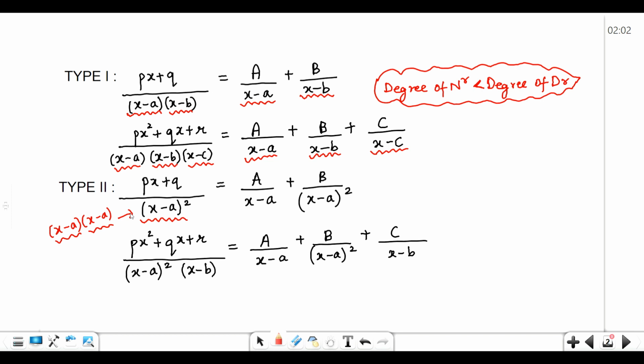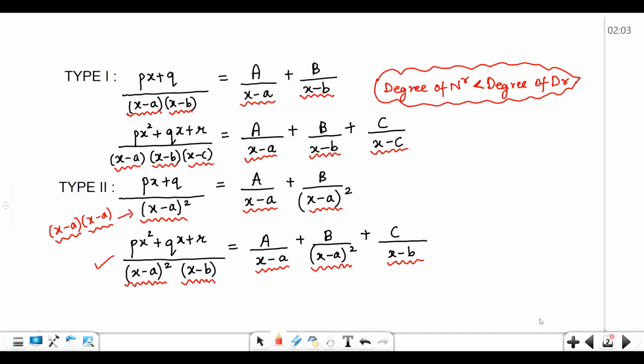This can be expressed in the form of A upon x minus a and B upon x minus a the whole square. So in case you come across a repeated denominator, you can express it like this. Now the second form, px square plus qx plus r: here x minus a is repeated and x minus b is totally different. So first we do the repeated form, that is A upon x minus a and B upon x minus a the whole square, and for the x minus b we write C upon x minus b. Just understand the pattern.